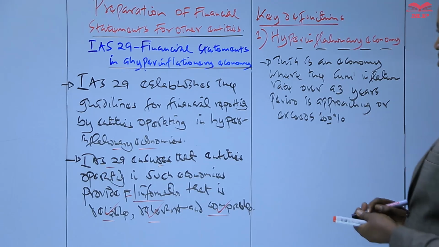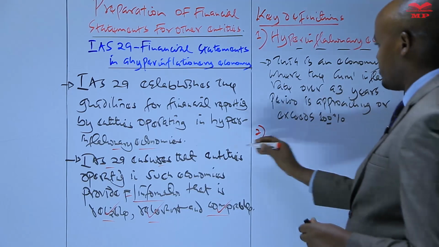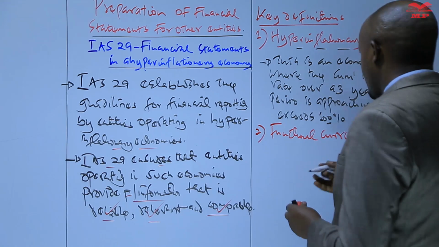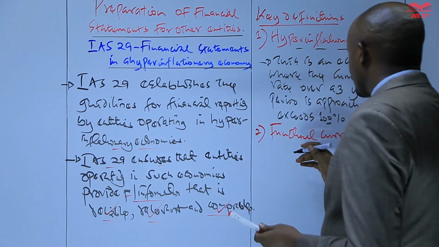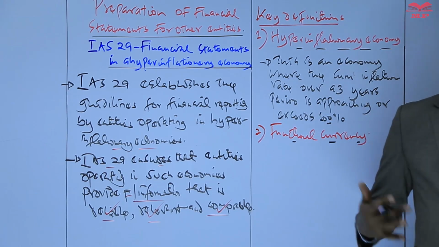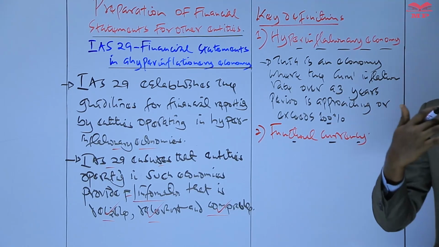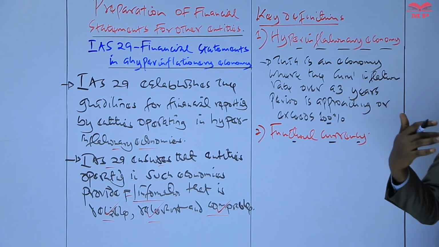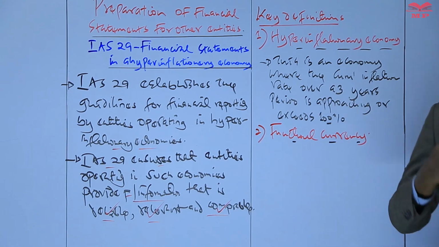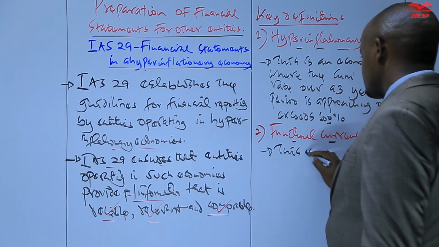The other key term we also need to define, number 2, is something we have mentioned to do with the functional currency. The functional currency is basically the local currency of the country in which an entity conducts its principal business activities. In other terms, the functional currency is the currency of the primary economic environment in which the entity does what? Operate.